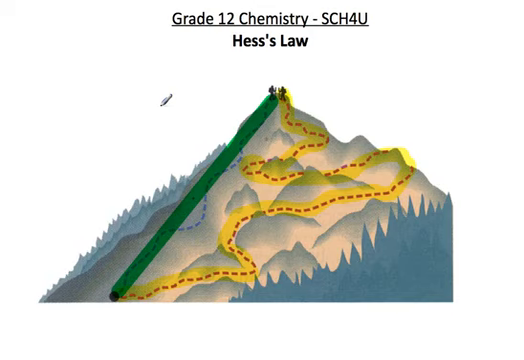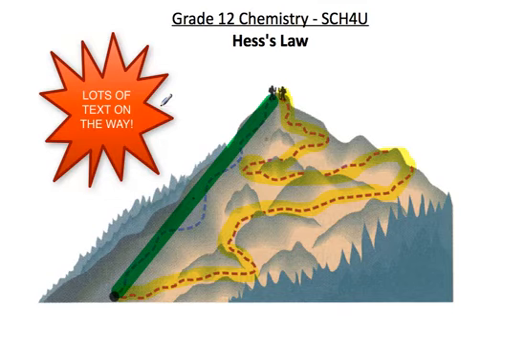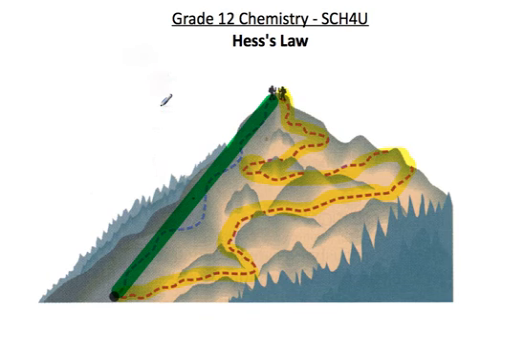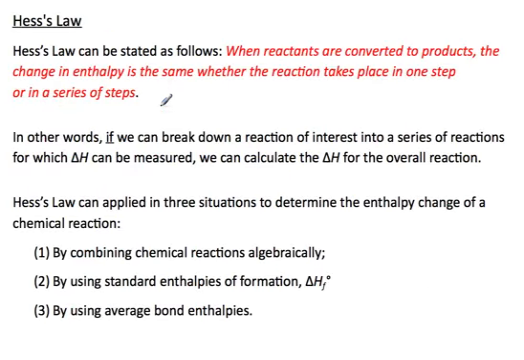So Hess's law, now I'll just give you a text alert here. There's a lot of text coming up, so get ready to pause it if you want to copy some of it down, but I'll explain it. So essentially Hess's law, in terms of definition, looks like this. When reactants are converted to products, the change in enthalpy is the same whether the reaction takes place in one step or in a series of steps.